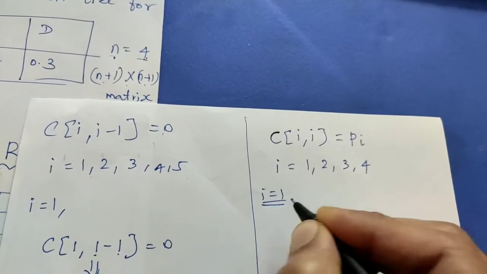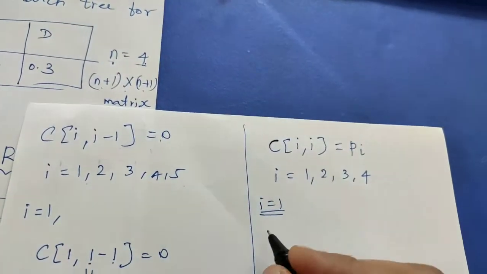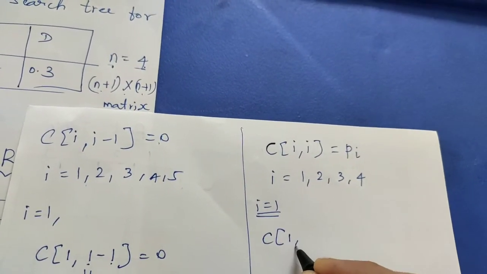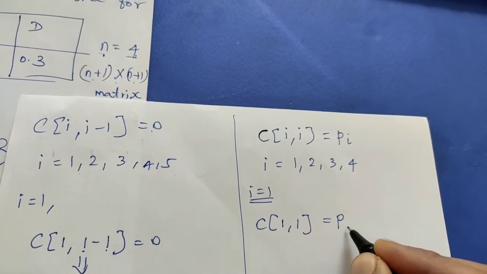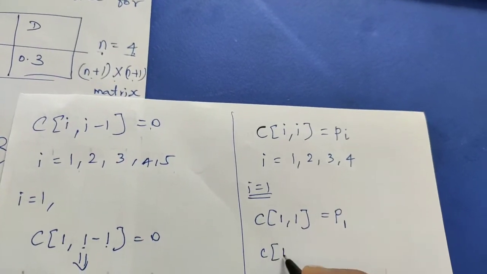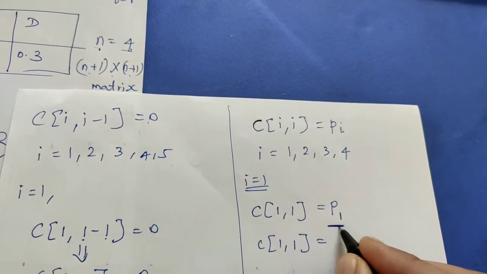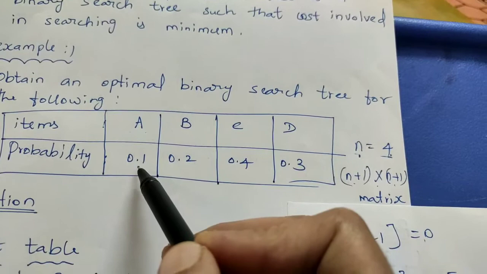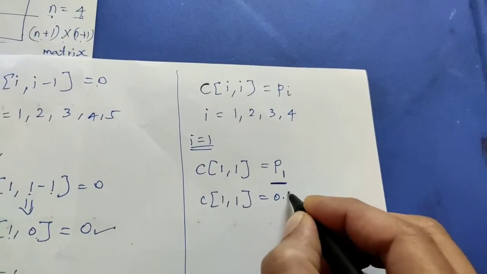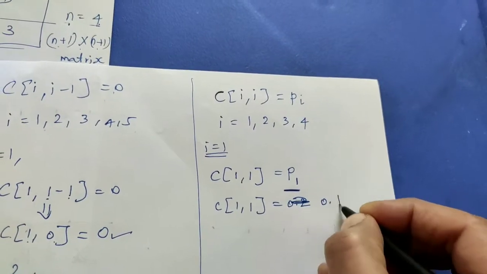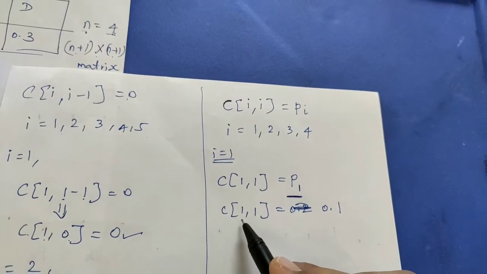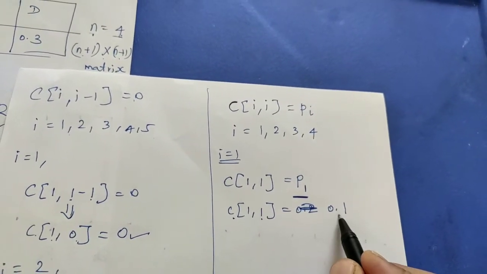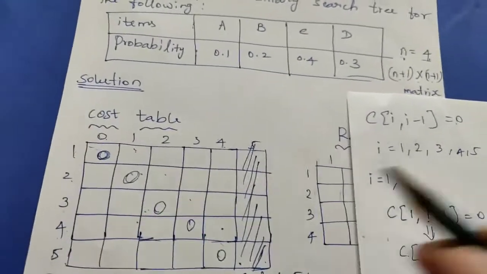So first time I am considering I is equal to 1. Apply in this formula. C of I value is 1, next I value is also 1. What is the P I? That is P1. So C of 1 comma 1. What is the probability of the first item? Probability of the first item what I have is 0.1. So 0.1 is the first item's probability. So go to the cost table. Look at the location C of 1 comma 1. That should be filled with 0.1. So go to your cost table.